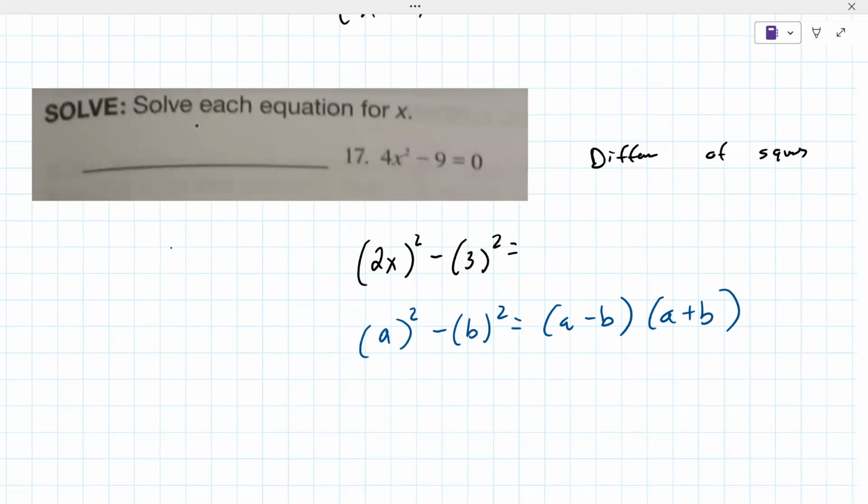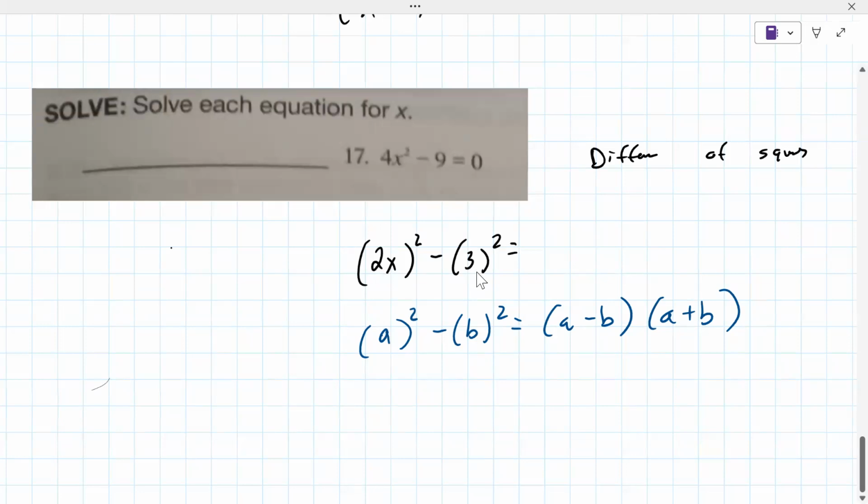And then, so you want me to fill in the numbers instead of letters. That's right. Instead of A, what are you going to put in? What is your A in your problem? 2x. Yes. And what is your B squared? 3. Good.